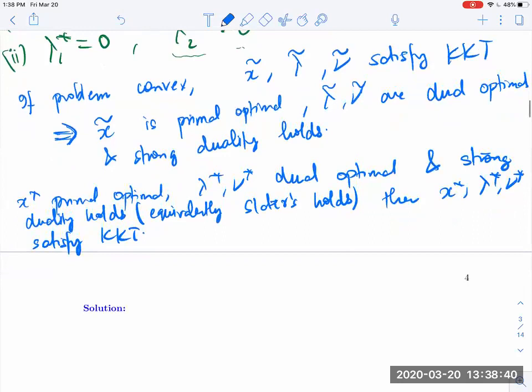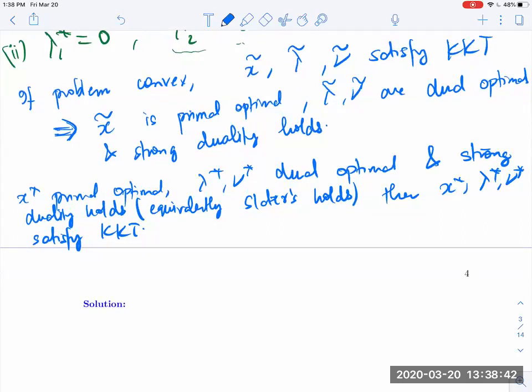Okay, thanks. So if the problem's convex but there's no KKT solution, then there's no strong duality. Is that true? You can't say that. You can't say the other way around. I think you will see a case where no point satisfies KKT, but strong duality holds. And why do such cases occur?